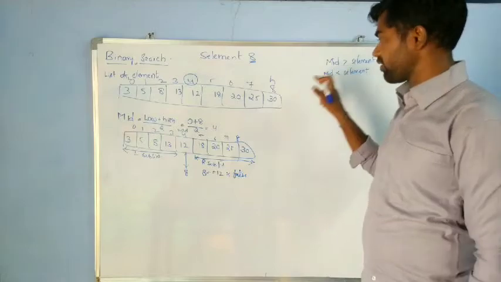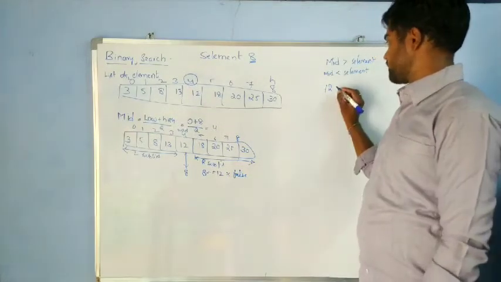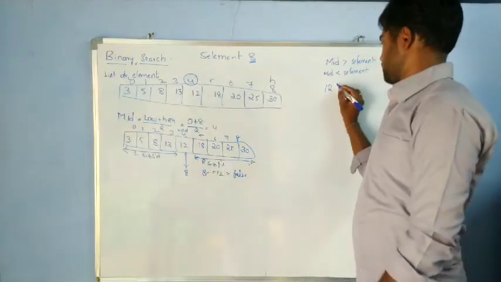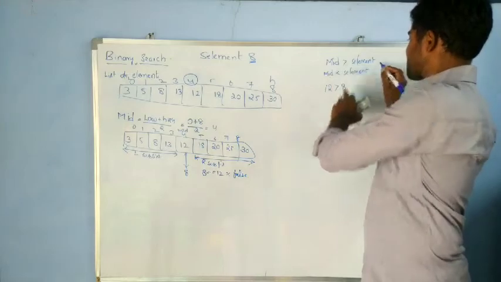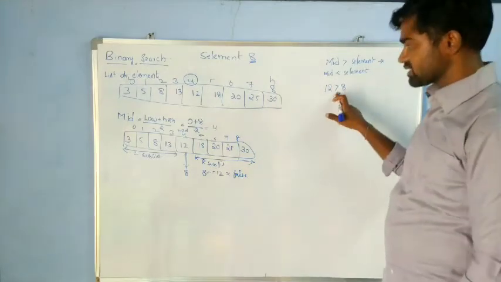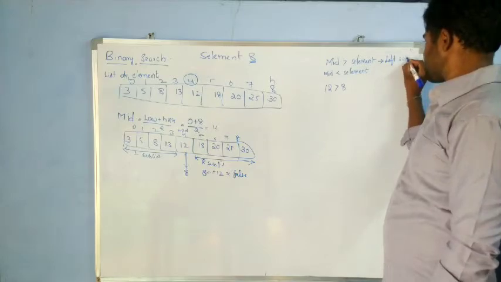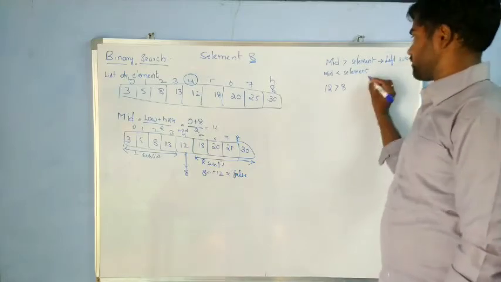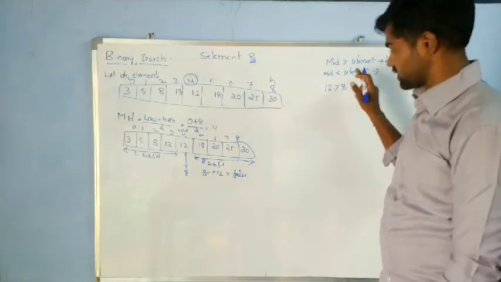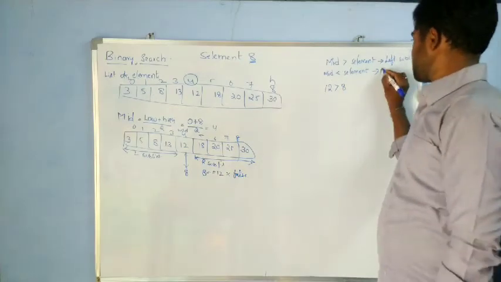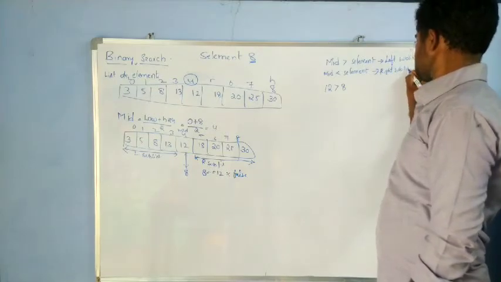What is the mid value here? Mid element is 12, which is greater than 8. When mid is greater than the S element, we move to the left sublist. When mid is lesser than the S element, then we move to the right sublist.